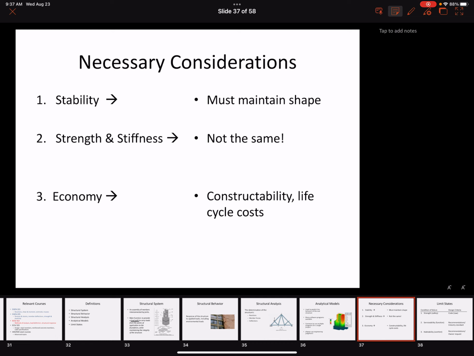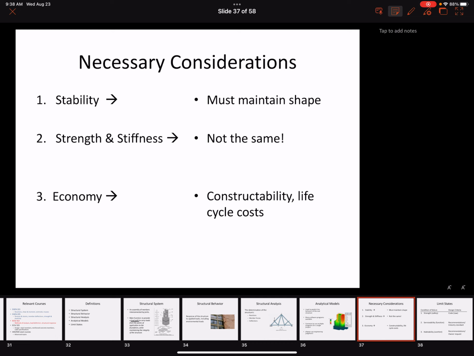Now, these are the primary considerations when we design structures. This is just an overall general, big picture view. First up, stability. This means that the structure has to maintain its shape. So after loads are applied, the structure should return to its original position. It doesn't mean that the structure shouldn't move at all. We know that the structure will deform or deflect when loads are applied. That's mechanics. But once those loads are removed, it should maintain its shape.